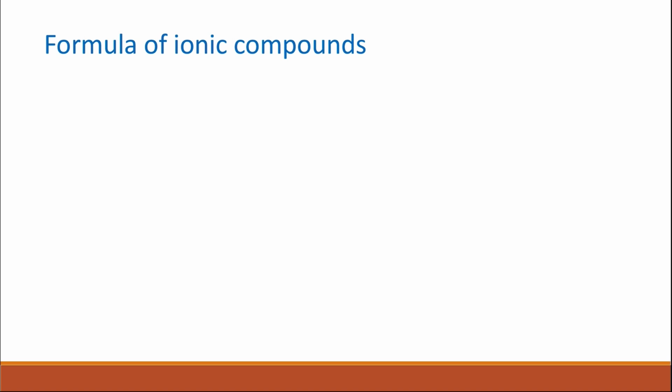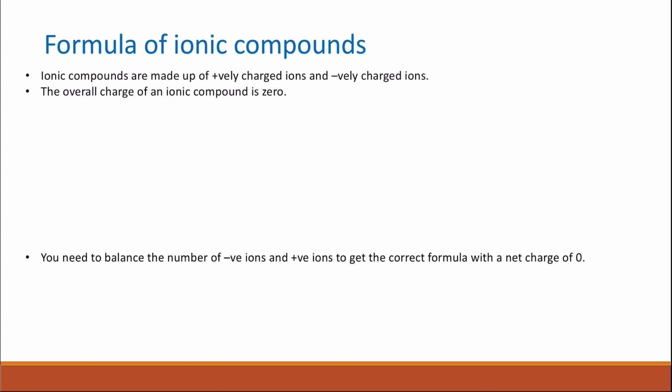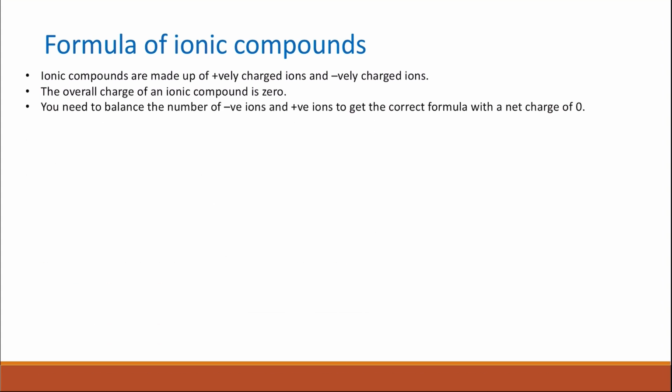What about the formula of ionic compounds? Ionic compounds are made up of positively and negatively charged ions. The overall charge of an ionic compound has to be zero. So you need to balance the number of negative charges and the number of positive charges in order to have an ionic compound with a zero net charge.